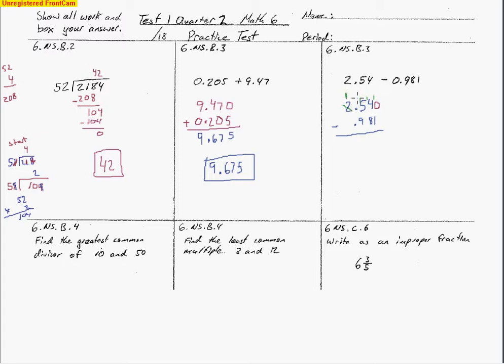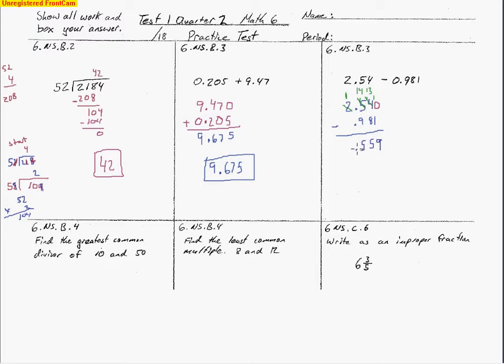Now I've got to borrow back and change this to a 14. The 14 will change to a 13, and now we're ready to do the subtraction. So I'll go ahead and subtract 1 from 10, that makes 9. And then 13 minus 8 gives me 5. 14 minus 9 gives me another 5.